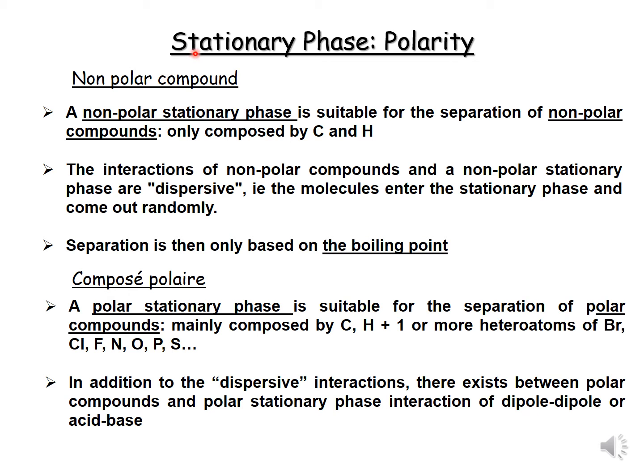So we are going to separate the compounds as a function of polarity. In gas chromatography, polarity is the major parameter used to perform separation. If I have a non-polar compound, then a non-polar stationary phase is suitable for its separation, meaning compounds that are only composed of carbon and hydrogen. So if I have a non-polar compound, I have to choose a non-polar stationary phase to perform the separation.